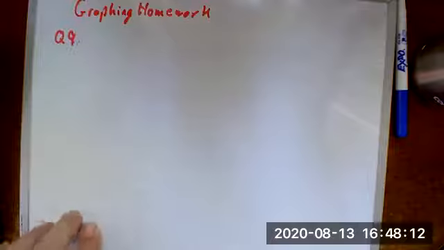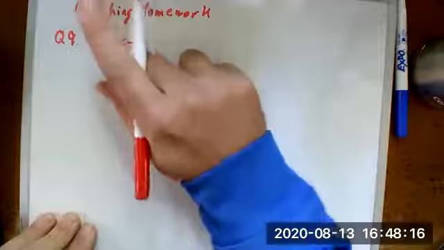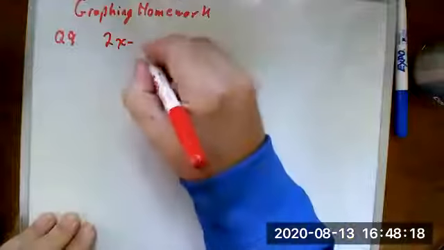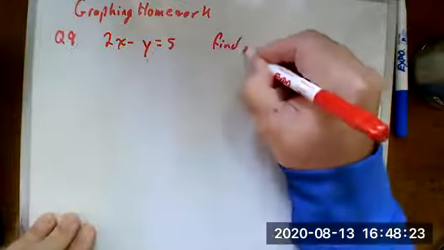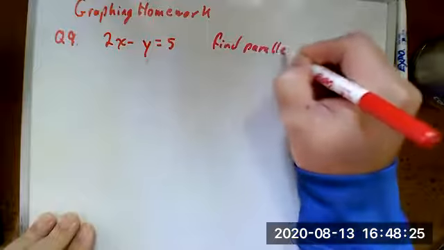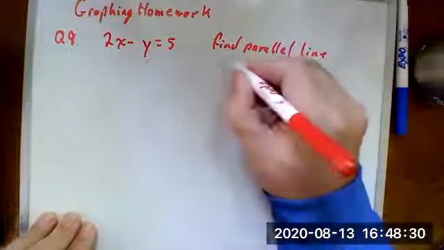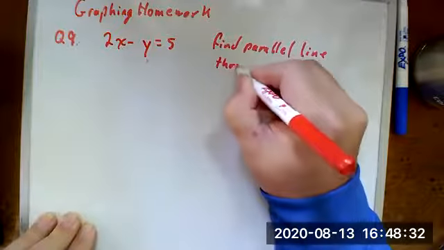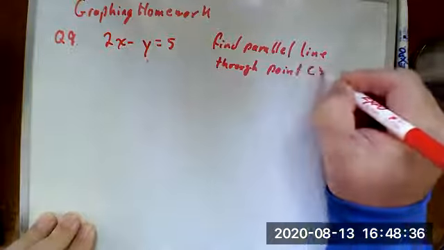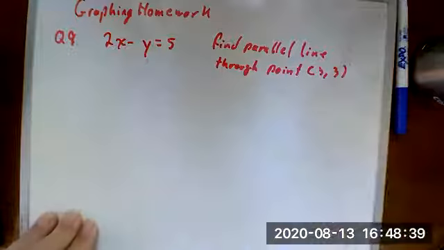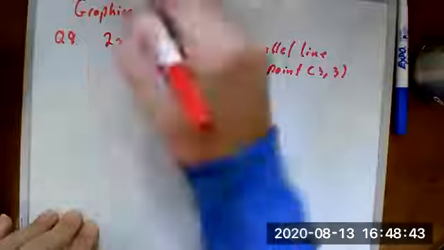Find the equation of the line in standard form that is parallel to 2x minus y equals 5. And we want the parallel line that is passing through the point 3, 3. Then we want the slope and the y-intercept of that.